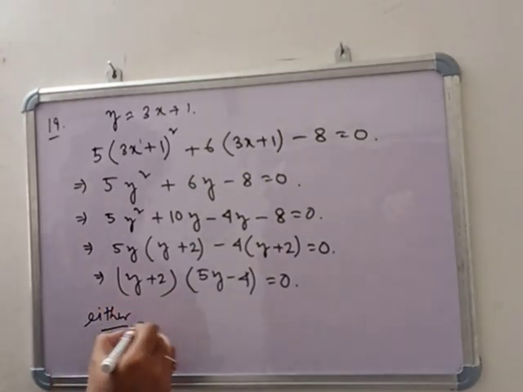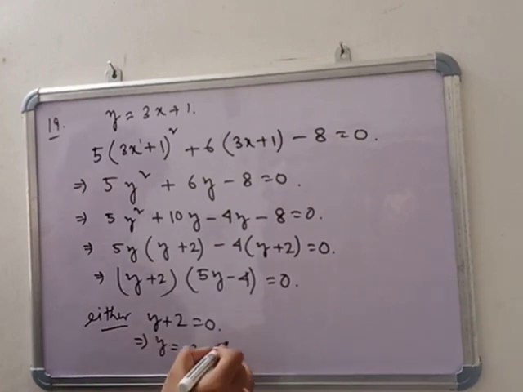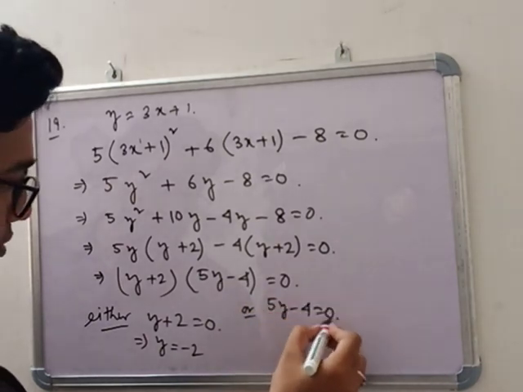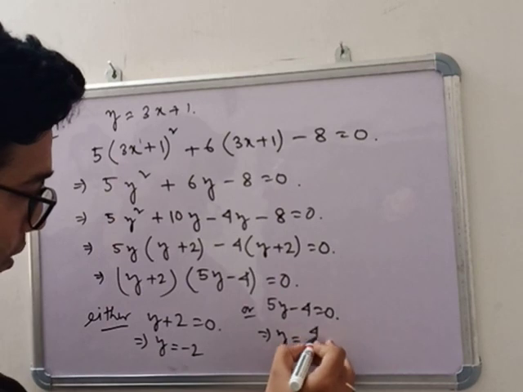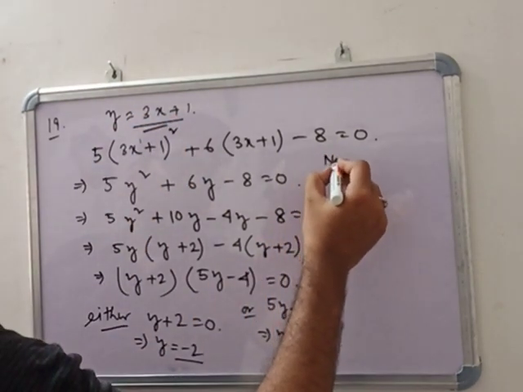So either y plus 2 equals 0 gives y equals minus 2, or 5y minus 4 equals 0 gives y equals 4 by 5. So this is the value of y. The y values are y equals minus 2 and y equals 4 by 5. Now we know that y equals 3x plus 1, so now you have to put this value in this one.